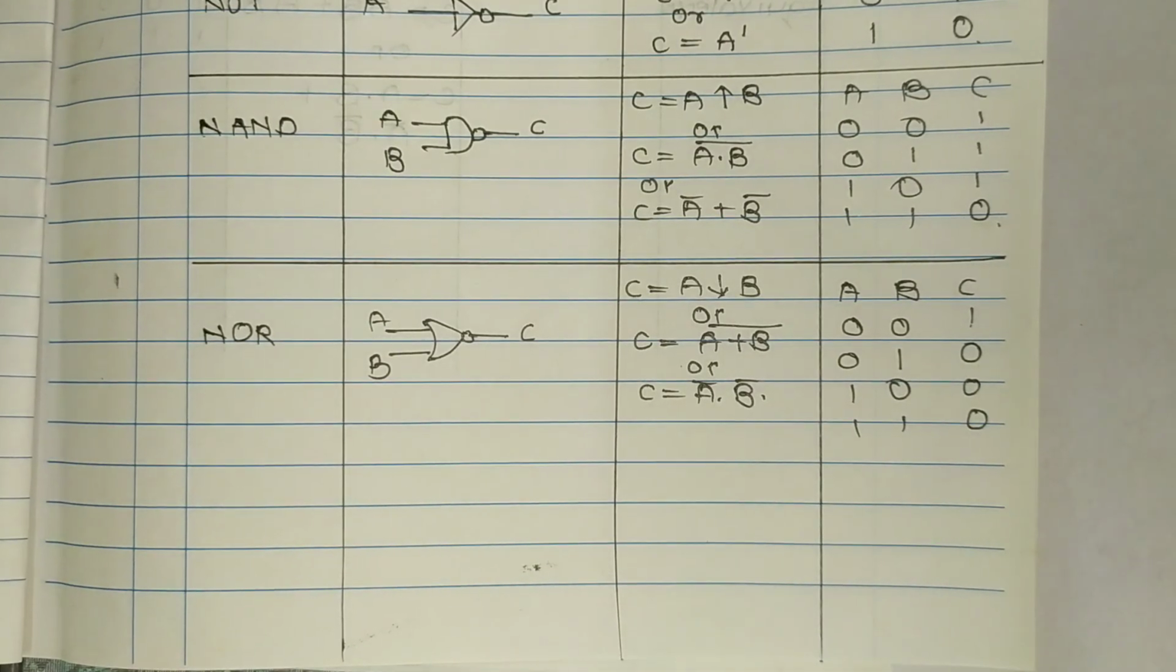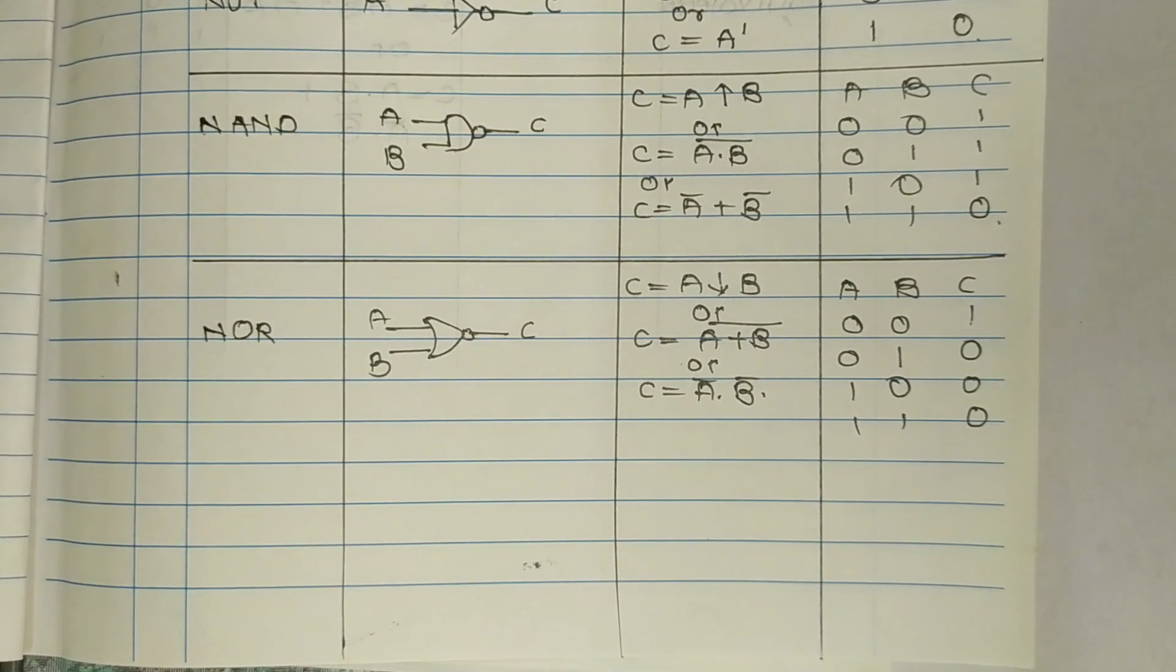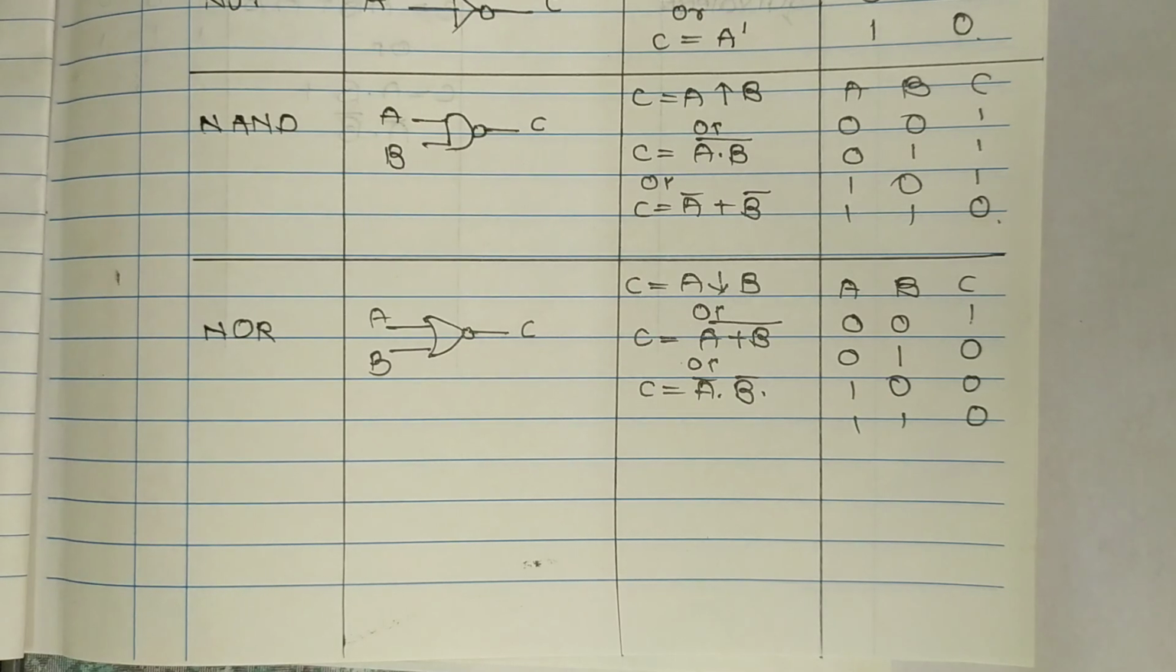NAND gate. Inputs a, b, output is c. The logical function is c is equal to (a b) dash, or a dot b complement, or a complement plus b complement. Now truth table is a, b, c: 0 0 output is 1, 0 1 output is 1, 1 0 output is 1, 1 1 output is 0.